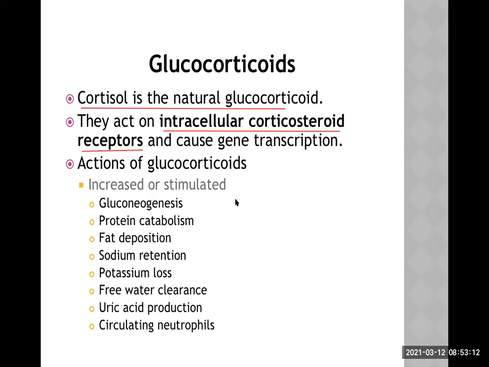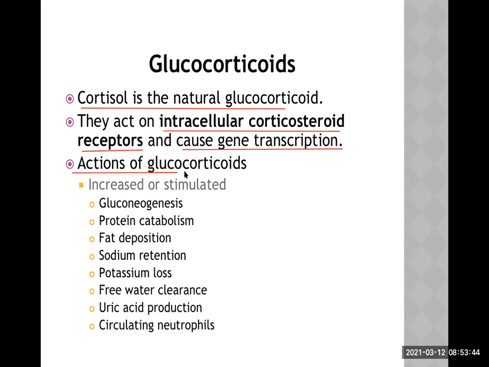Intracytoplasmic. Nice. Very good. These are present on the cytoplasm. They are intracytoplasmic receptors. So they act on the cytoplasmic receptor, and then the whole complex will enter into the nucleus. Then it acts on the gene and causes transcription, then translation, then new protein synthesis, new enzyme formation, and that's how it modifies the function.